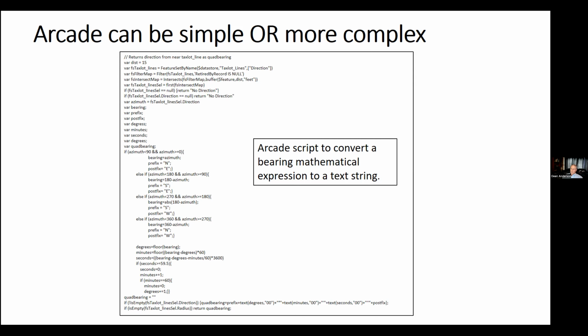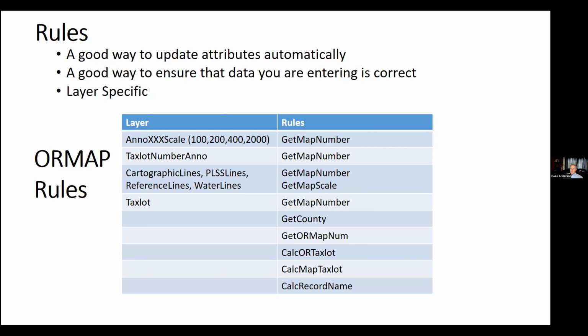Cool. So I'm going to jump to rules. Rules are a good way to update attributes automatically. They can also ensure the data you're entering is correct. We were very excited about the constraint rules and have since backed off on them a lot. What we found is that, for our cartographers, rules are more like guidelines when it comes to constraints, and they don't always work in a way that we would like. I'll talk about that in the pros and cons. But it does ensure that when you're building complex attributes, you do them in a correct format.